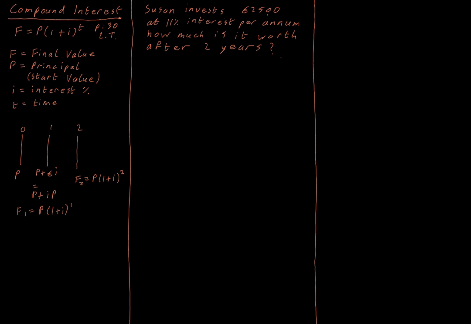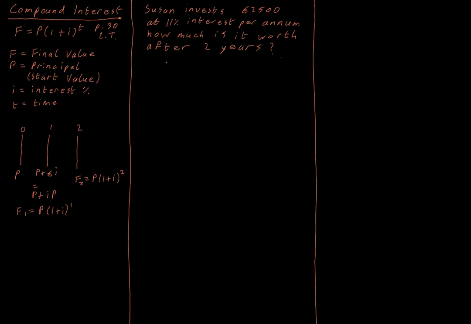Susan invests €2,500 at 11% interest per annum. Per annum means per year. So annually would mean to do something once a year, and per annum means per year. So Susan invests €2,500 at 11% interest per annum. How much is it worth after 2 years?